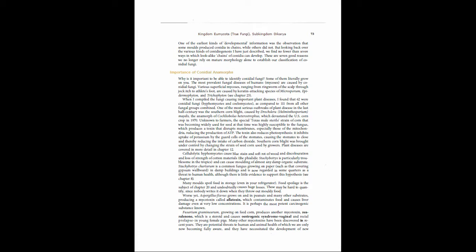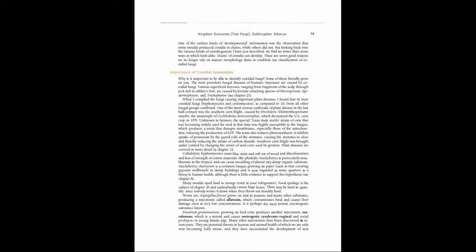These may be hard to quantify, since nobody writes it down when they throw out moldy food. Worse yet, Aspergillus flavus grows on and in peanuts and many other substrates, producing a mycotoxin called aflatoxin, which contaminates food and causes liver damage even at very low concentrations. It is perhaps the most potent carcinogenic substance known. Fusarium graminearum, growing on feed corn, produces another mycotoxin, zearalenone, which is a steroid and causes estrogenic syndrome, vaginal and rectal prolapse in young female pigs.